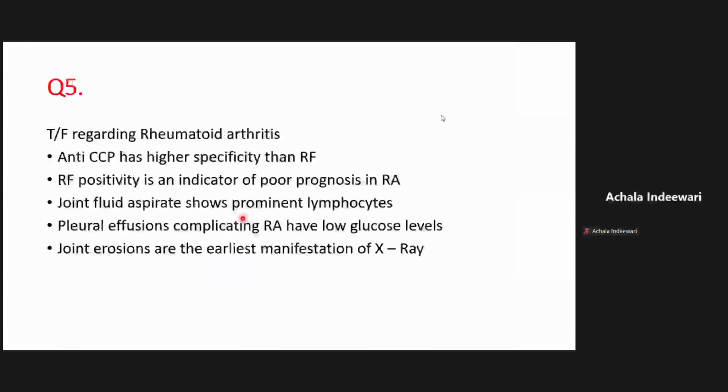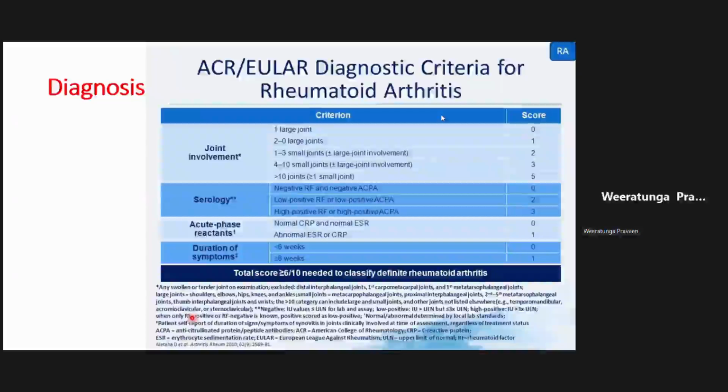Right. Now, this next MCQ focuses on investigation findings in rheumatoid arthritis. Before we go to this MCQ, I think you need to have a look at this, which is the ACR-EULAR diagnostic criteria for rheumatoid arthritis. This diagnostic criteria has 4 components. The first component is joint involvement. So you get a score based on the joint pattern, right?